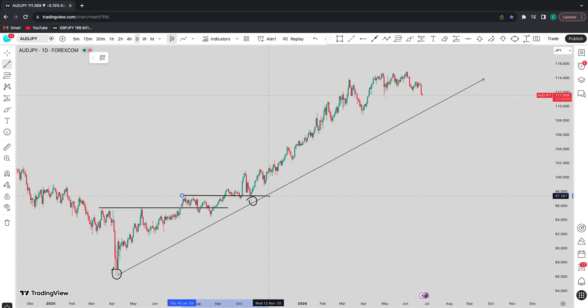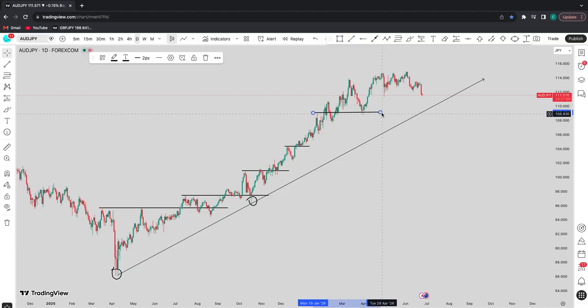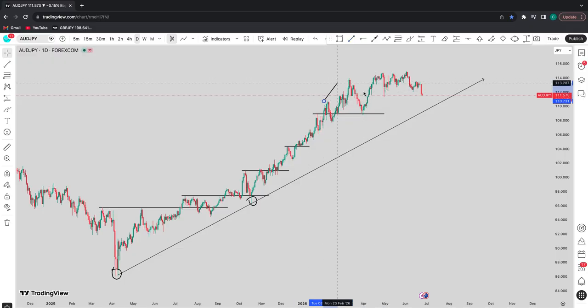This is another resistance zone. I don't want to have a lot of resistance zones on my chart, so let's just use the ones with momentum. This is another resistance zone. I'm not going to plot the most important resistance zones to use, because the purpose of this video is just to illustrate how I identify the direction of the market.